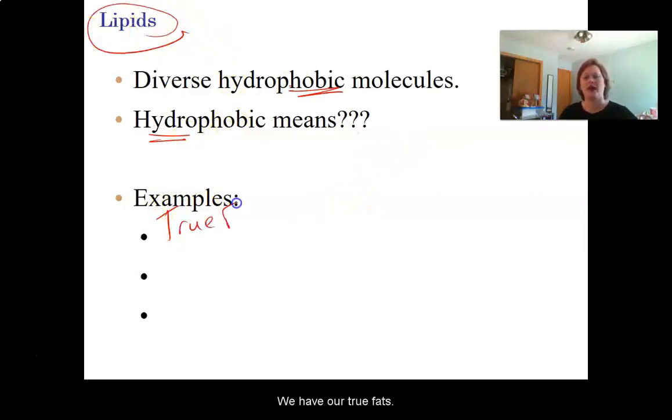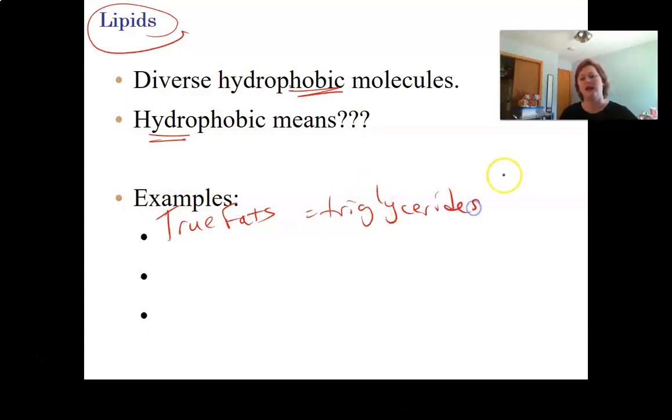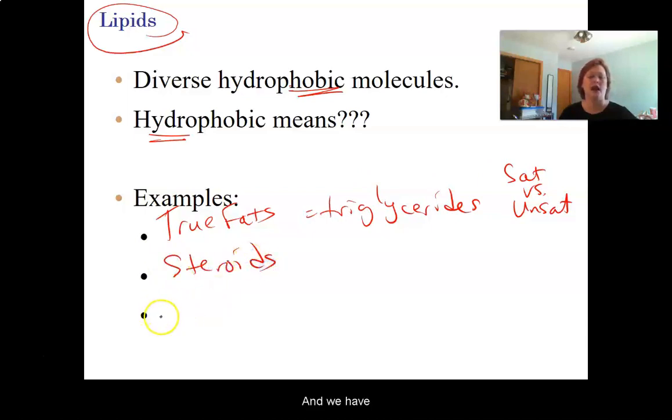We have our true fats. So these are the triglycerides. And these are either saturated or unsaturated. We have the steroids, and we have our phospholipids. So let's look at each of those.